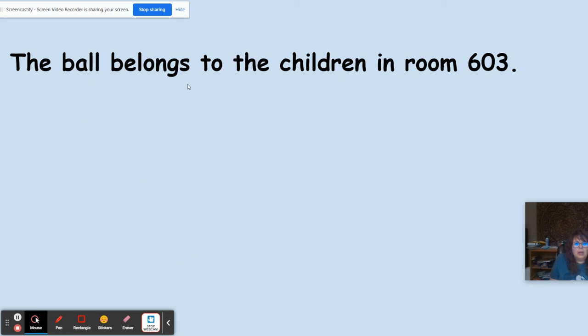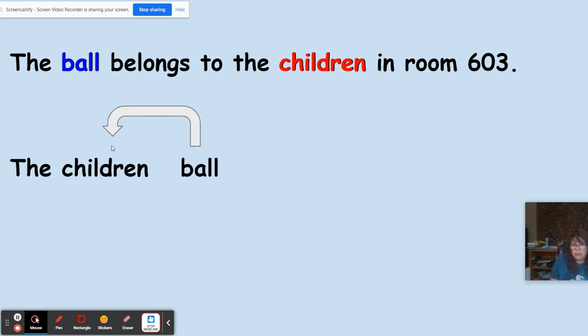The ball belongs to the children in room 603. So who are we talking about? We're talking about the children. What belongs to the children? The ball. So we're going to bring children down, the children, and then ball, because the ball belongs to the children. We know that we need to show ownership.